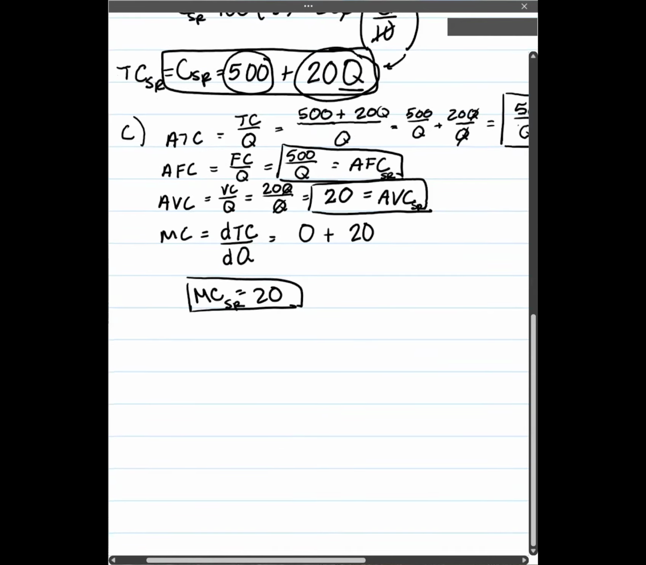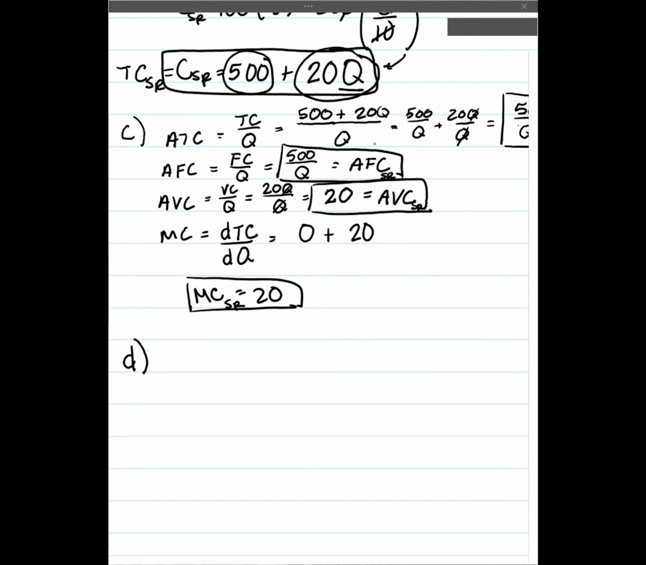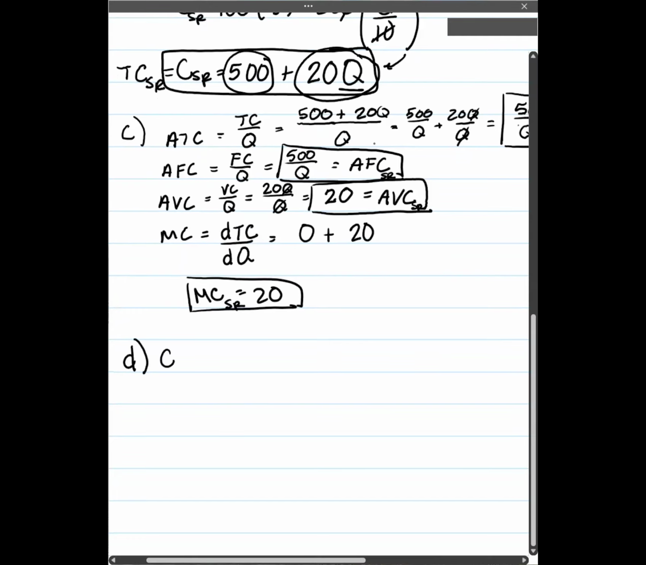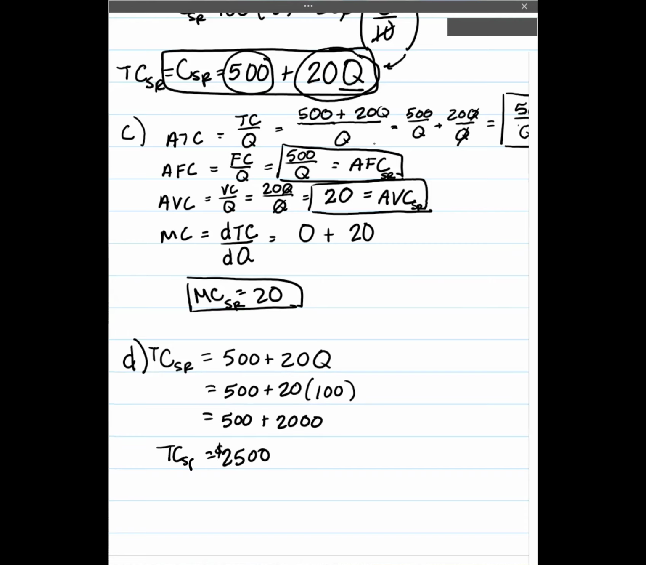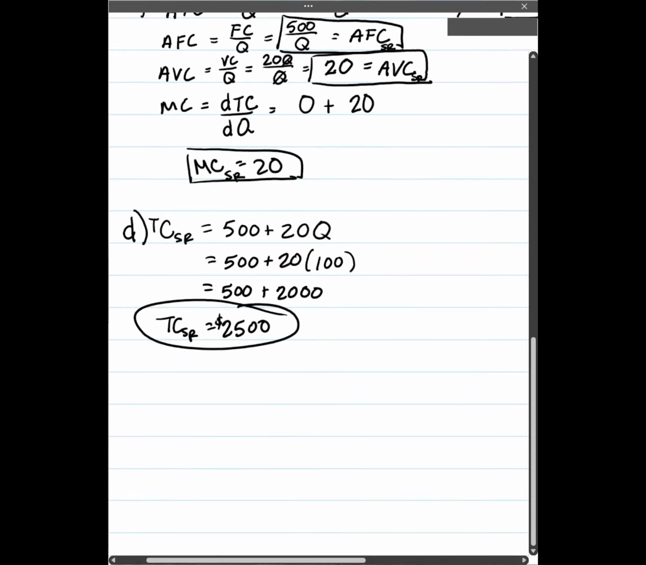Moving on to D. D asks what Fry Supply's short run total costs are when output is 100. So in that case, we're going to use our short run total cost equation but from before. So we'll have 500 plus 20 times output. We want to know what its costs are when output is 100. So we're going to substitute 100 for quantity. So we get 500 plus 20 times 100. That gives us 500 plus 2,000, which gives us $2,500 for our total costs. And that is our answer.